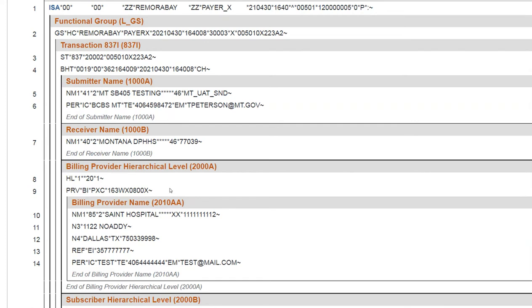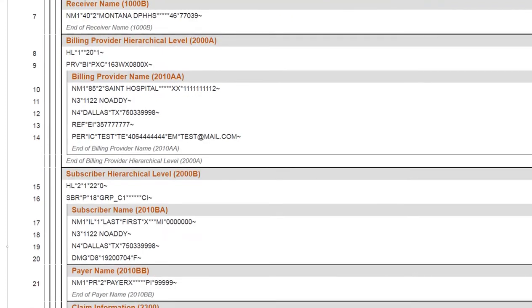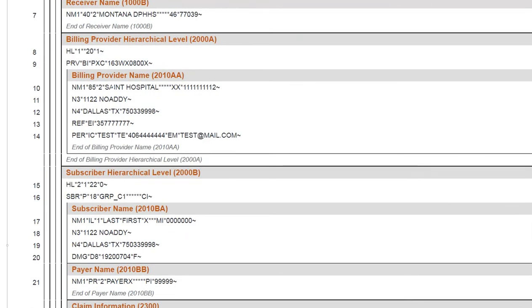If we move on from there, we see one of the most important loops, the 2010AA loop. That's your billing provider. And it includes the NM1*85 segment with the billing provider's NPI number in the NM109. XX is the qualifier in NM108. And that just tells us that you can expect an NPI number in the NM109.